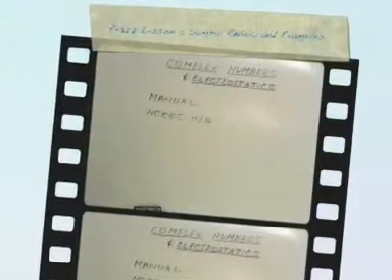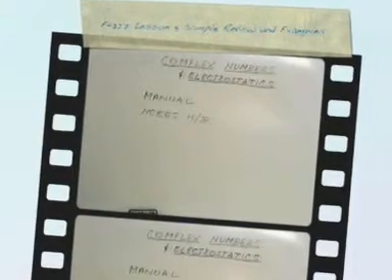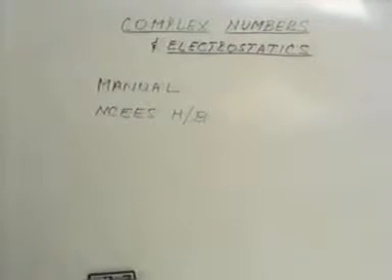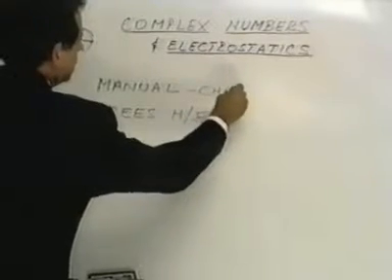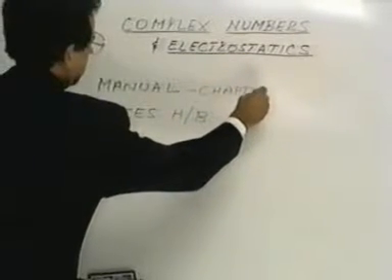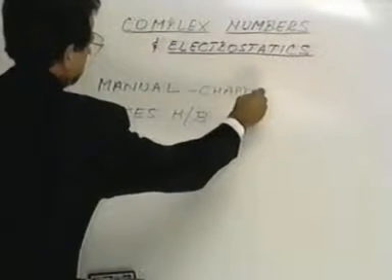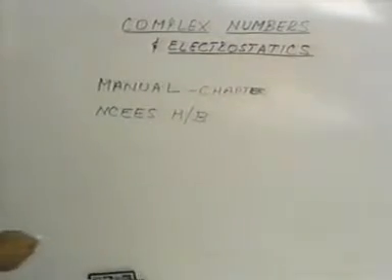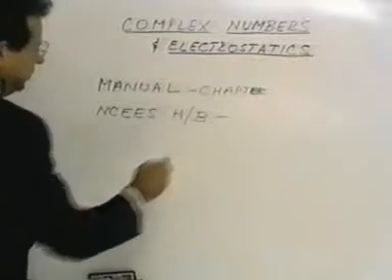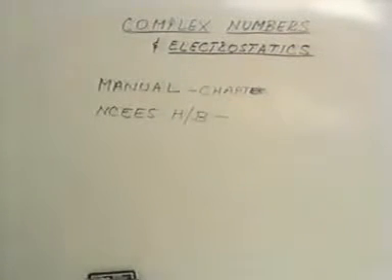The reference material for this particular lesson on complex numbers and electrostatics, you'll find a chapter in the manual that's entitled Complex Numbers and Electrostatics, and later on we'll find a chapter that's labeled Direct Current Circuits. In the NCEES handbook, the relevant pages are as follows.